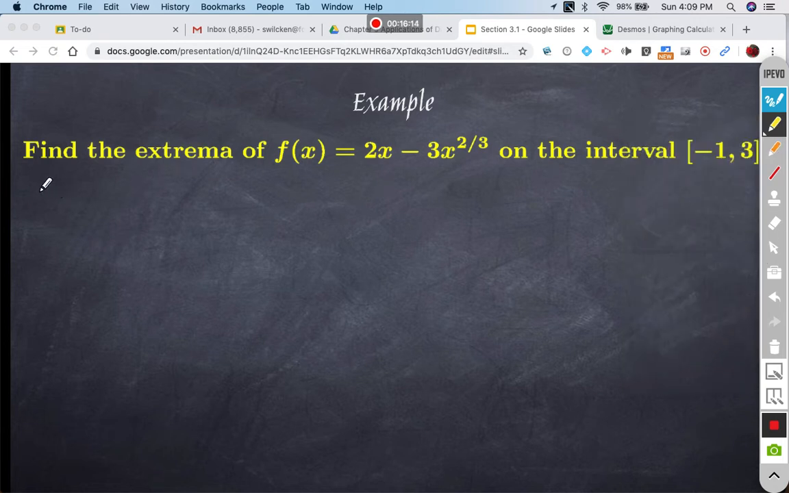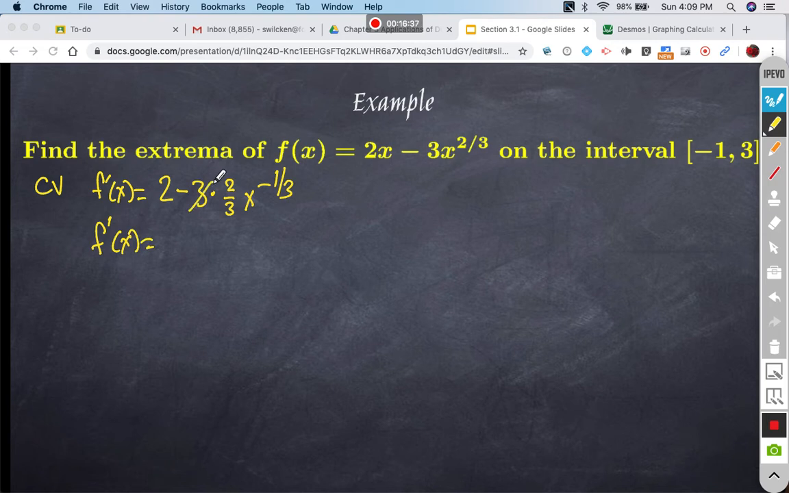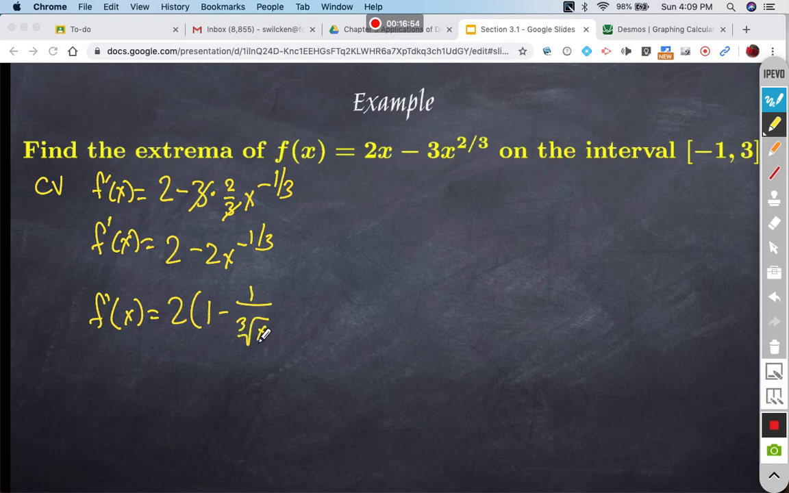So again, my first step is I need to find my critical values. So I need to look at the first derivative. 2 minus 3 times 2/3 times x to the negative 1/3 is going to be here, this is nice, 2 minus 2x to the negative 1/3. Or I'm going to rewrite this, factor out my 2, 1 minus 1 over the cubed root of x.